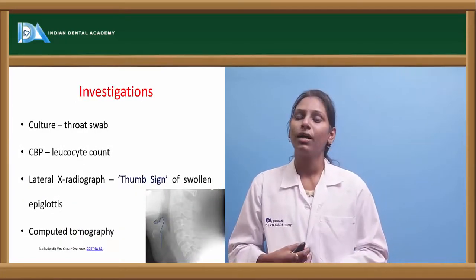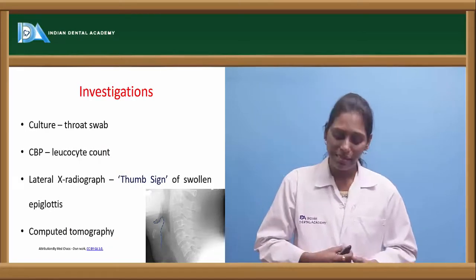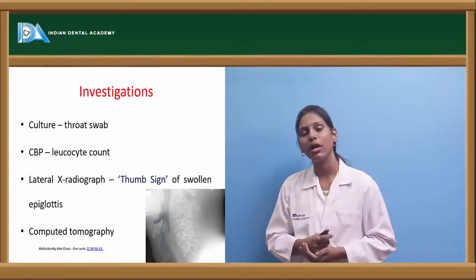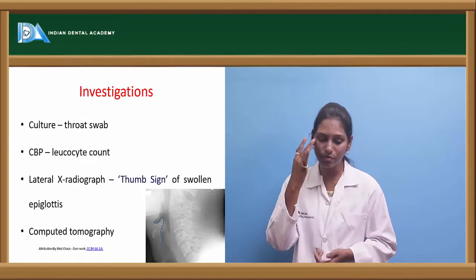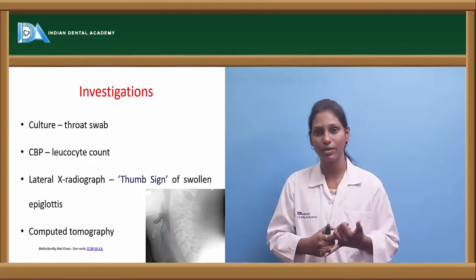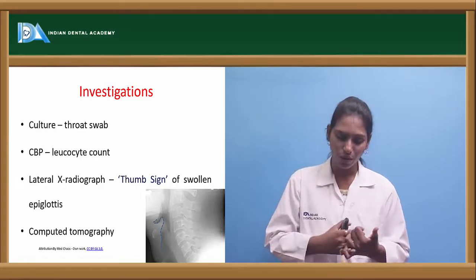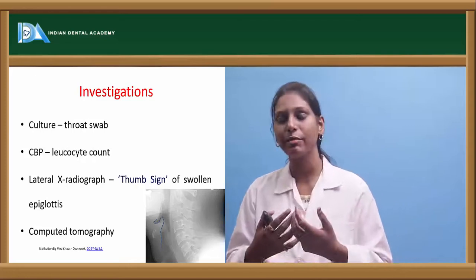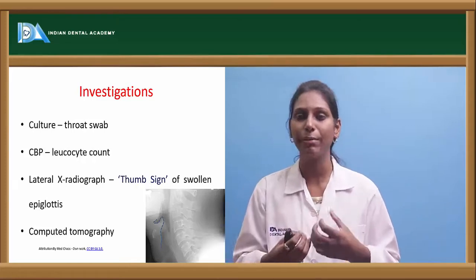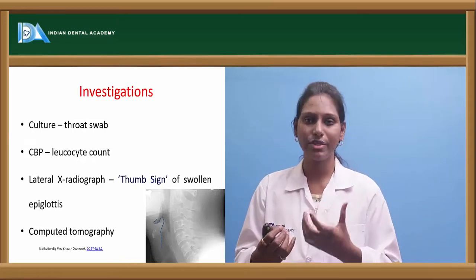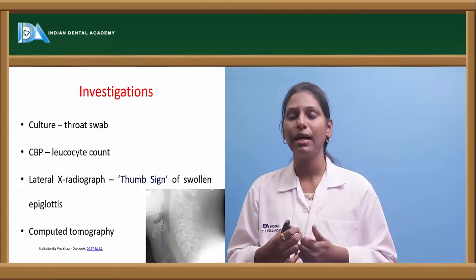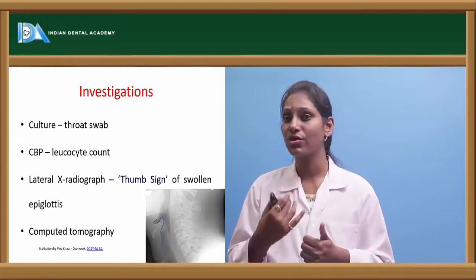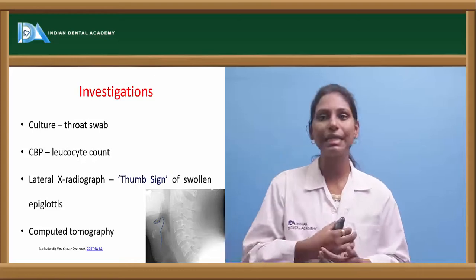Apart from this, we have something called Reinke's edema, also called polypoid chorditis. In this, we have edema of the vocal cords. Because of this edema, there will be a change in the voice. The patient will have hoarseness of voice, and there can be respiratory stridor also in cases of Reinke's edema.